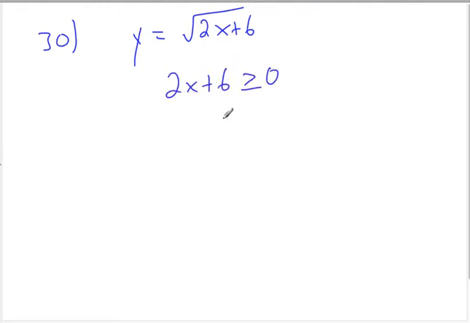State the domain of each function, then graph it. Okay, 30, y equals root 2x plus 6. Well, the domain means that the square root has to be greater than or equal to 0. So 2x is greater than or equal to negative 6. x is greater than or equal to negative 3. So anything less than negative 3, we do not need to graph.